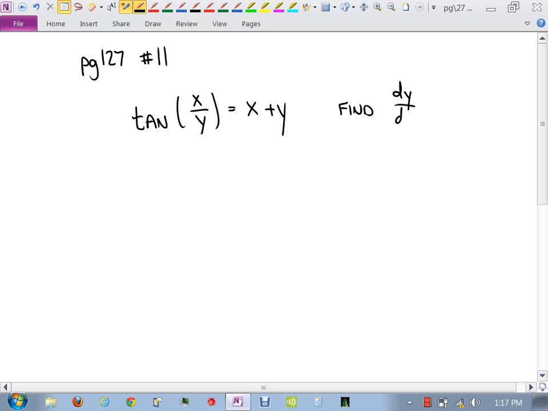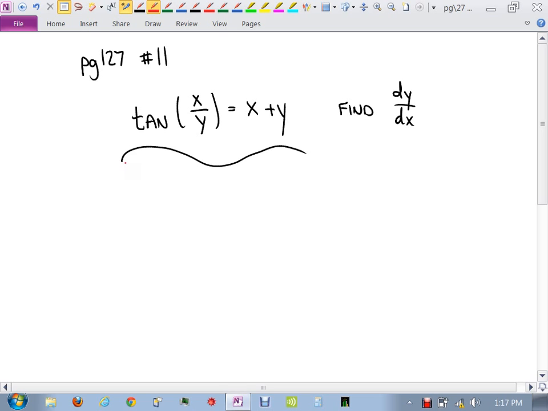That means that we treat x like our independent variable. We treat y like it depends on x. So anytime we take the derivative of x, it would be 1, but anytime we take the derivative of y, it would be y prime, right? So on the left side of this equation, here I come with my differentiation. I have to use what rule on the left side? Chain rule. And then inside the chain rule, I actually have what? Quotient rule. So let me start with the chain rule.